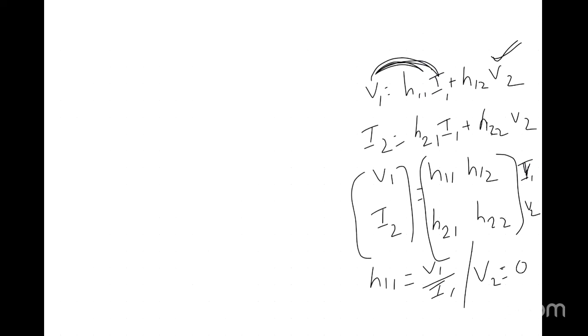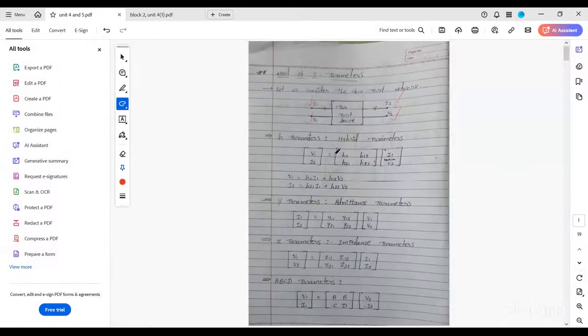Similarly, we have to write the other terms as well. The other terms are H12, H21, and H22. So we will see the other terms. Here, for the H parameter, I am writing using the equation. From this equation, what is H11? H11 equals V1 by I1 with V2 equal to 0.